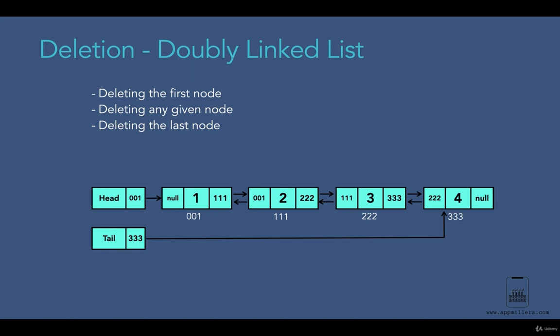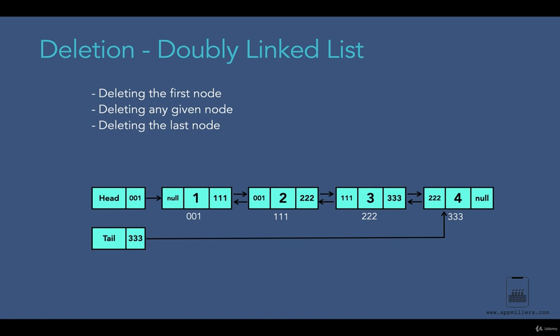Alright, in the last lecture we learned how we can search for a node in a double linked list. Now in this lecture we will look at how we can delete a node from a double linked list. The process of deleting a node from a double linked list is similar to a single linked list, but here we have small differences. So we are going to talk about these differences in this lecture.